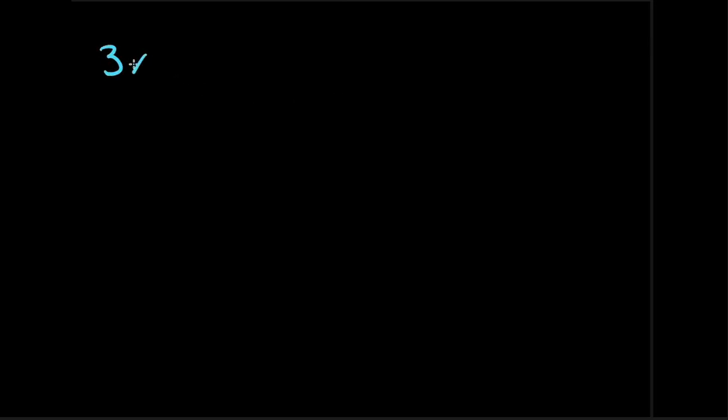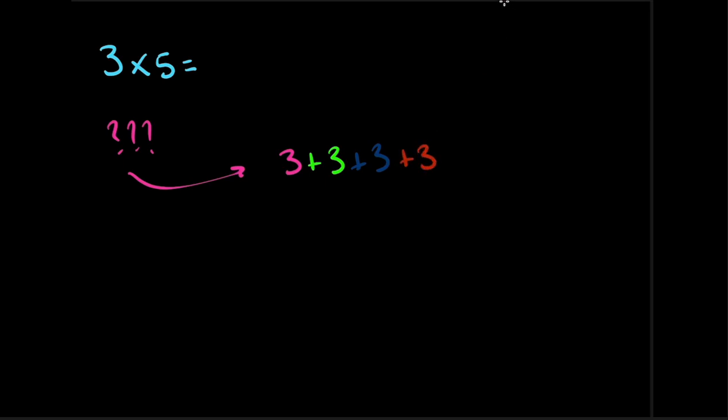3 times 5. So the problem asked, what is 3 times 5? What does this mean? It basically means 5 lots of 3. So you've got 3 plus 3 plus 3 plus 3 plus 3. That is 5 lots of 3.